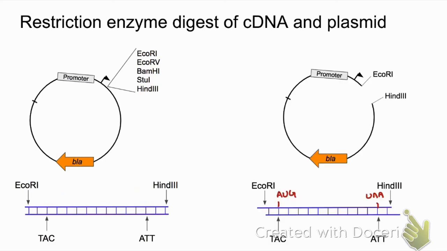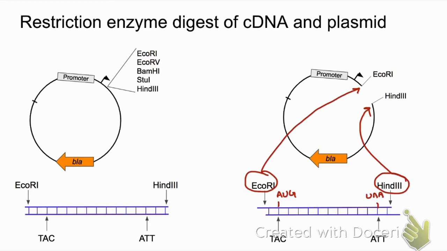Cutting the plasmid and our cDNA with the restriction enzymes EcoR1 and HindIII is going to create sticky ends on both of these DNA fragments. This allows us then to orient the cDNA into the plasmid in the correct direction or orientation so that we'll be able to produce mRNA from this cDNA.